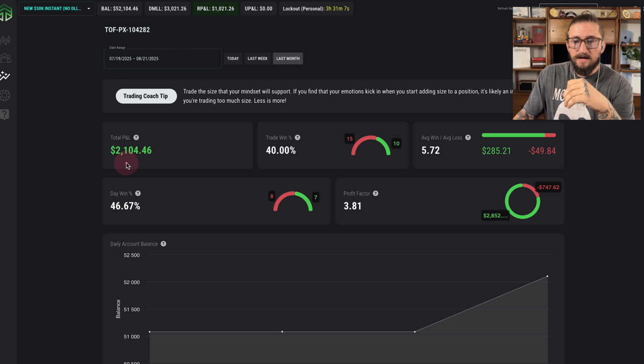But with what we have here, this $2,000, we work this all the way up to about 5K, and then we'll be able to take our payout for 2,500 and then still have a good buffer in the account. So that's the game plan for this. I'll walk you guys through the process.